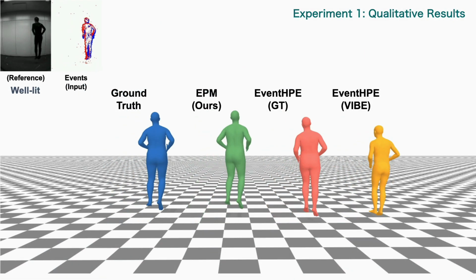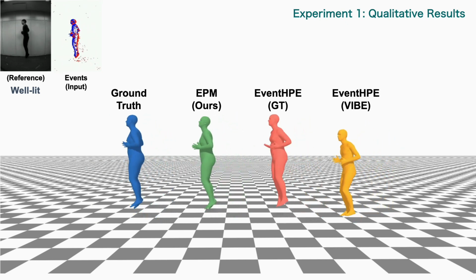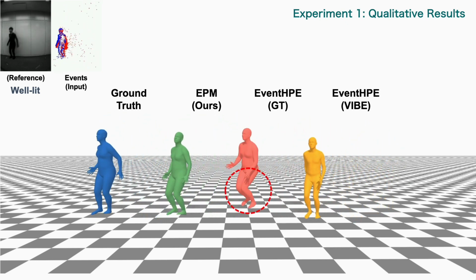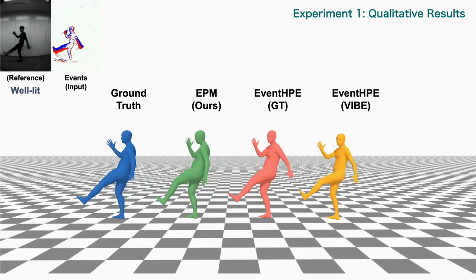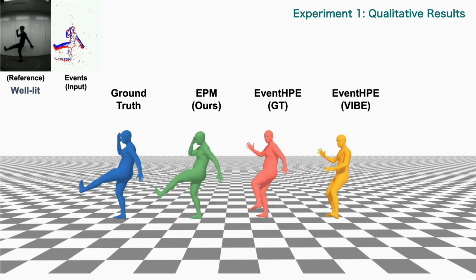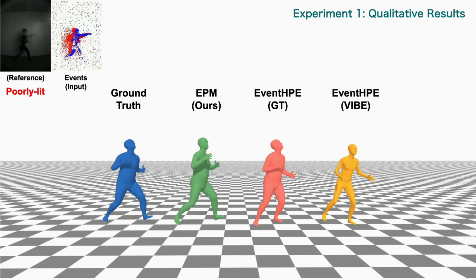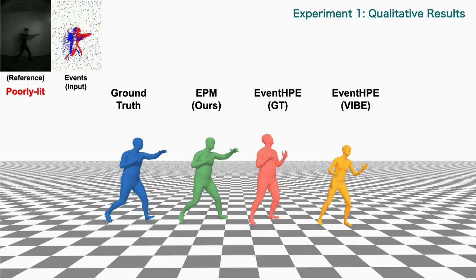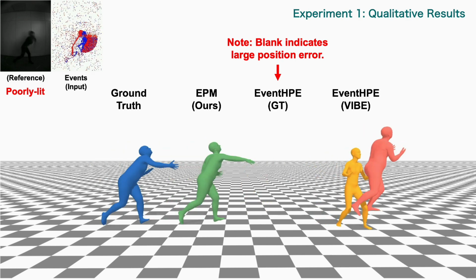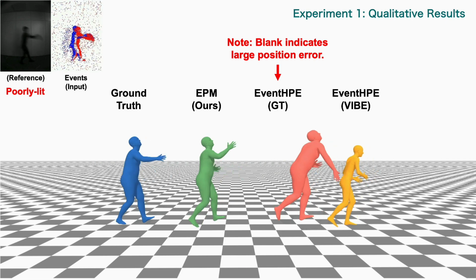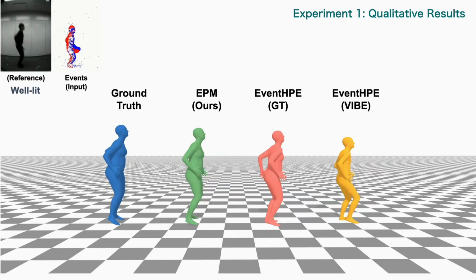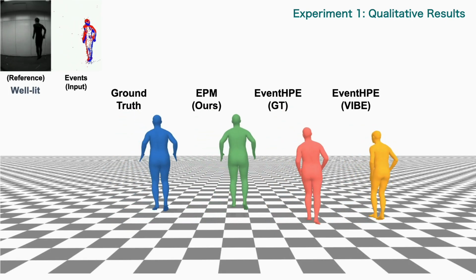Here are the qualitative results. The blue mesh is the ground truth. Green is our method. Red and yellow are existing methods. While existing methods sometimes misestimate certain body parts, ours stays closest to the ground truth, underscoring the benefit of local feature extraction around key joints. Event HPE ZT and Event HPE Vive, which leverage optical flow estimation, degrade in dark environments due to their reliance on intensity images, whereas our event-only method remains robust.